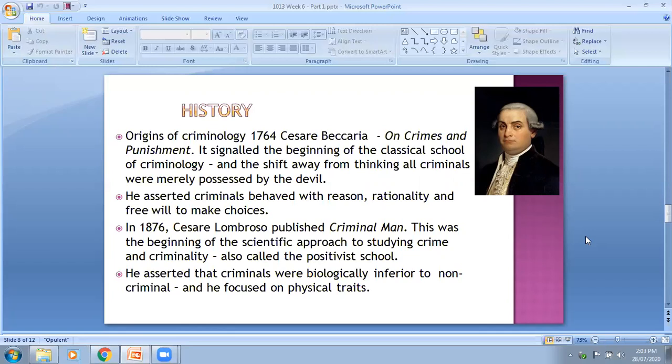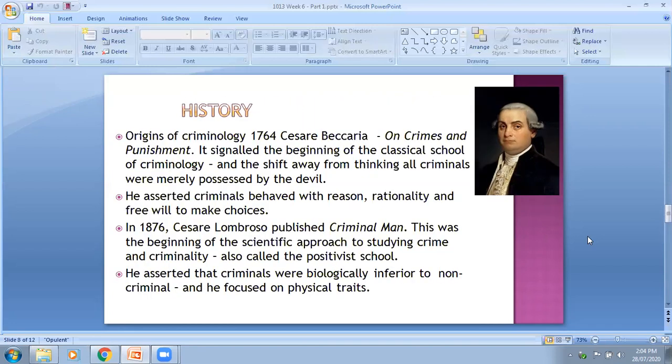In 1876, which was just over 100 years later, the other Cesare Lombroso published Criminal Man. And he has been called the father of criminology as we know it. It was the beginning of the scientific approach and also called the positivist school. Now, he changed the thought from Beccaria saying that criminals 100% had free will. He was now talking about more biological traits, and he focused really in on those physical traits. So think about it. How can physical traits predict criminality?